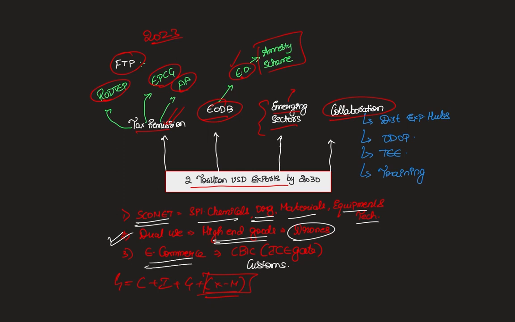And the next one is e-commerce. In the customs department, there is a portal called ICEGATE. Here is where most of the customs work happens for export clearance. So in order to facilitate e-commerce growth, the foreign trade policy addresses the e-commerce sector. The details are not important.